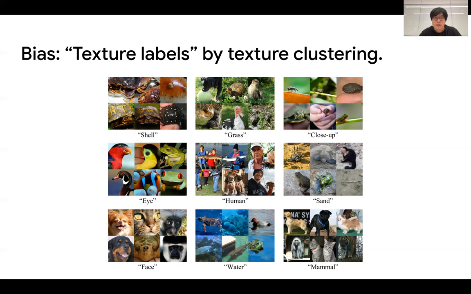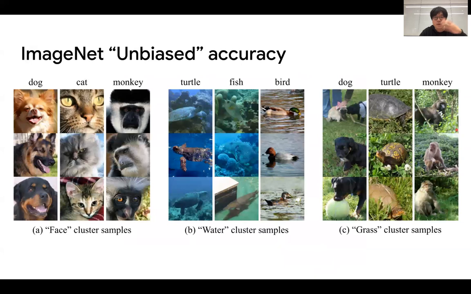So we run texture clustering here, I mean k-means clustering, and we call these things texture labels. And I think we have one question here, right? Okay, so the question will be addressed after this scenario.